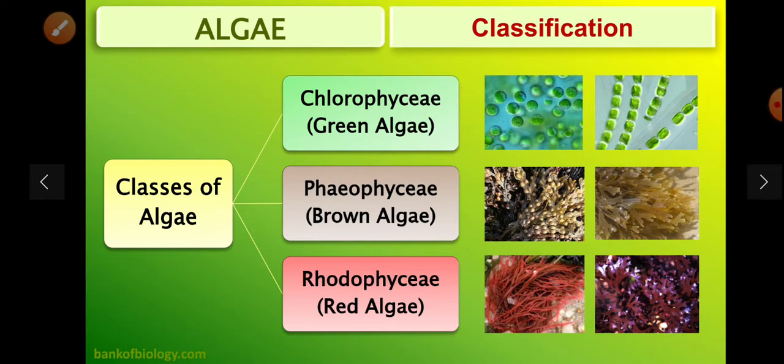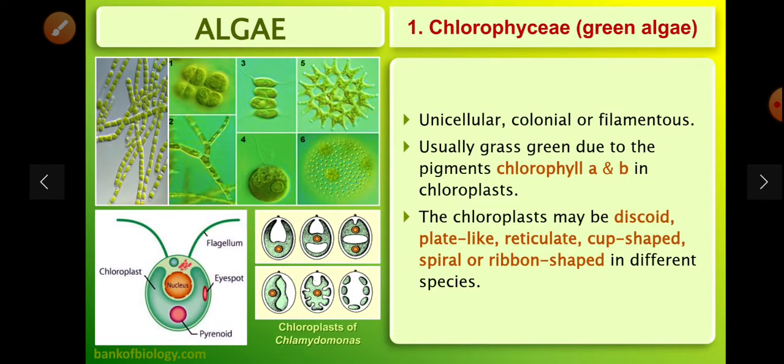Classification of algae. First is Chlorophyceae, that is green algae, Phaeophyceae, that is brown algae, and Rhodophyceae, that is red algae. Chlorophyceae, green algae. Unicellular means single cell. Colonial, they are found in colonies. Filamentous, filament type of structure.